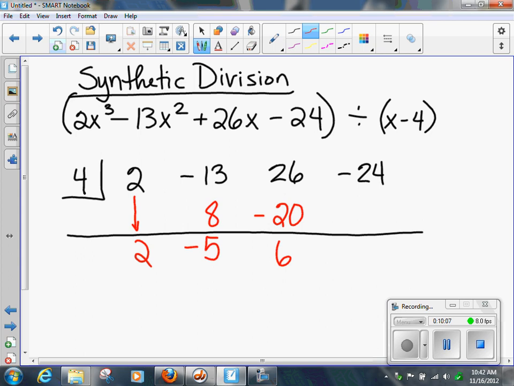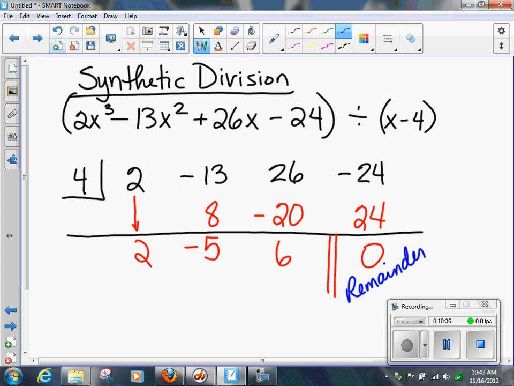Now I've got to multiply. 4 times 6 is 24. And then what? It's 0. Folks, I don't know why I do this. I draw a double line there, because what you have just done is this is my remainder. My remainder is 0.